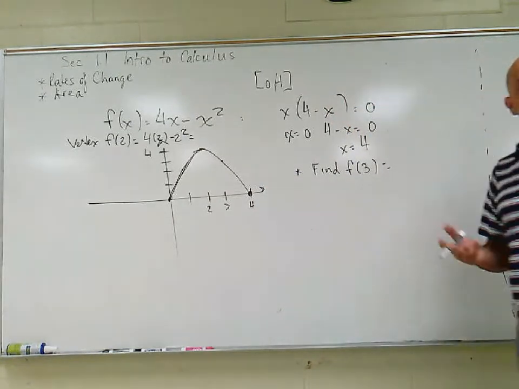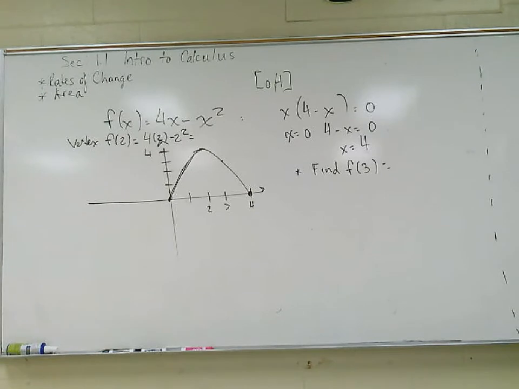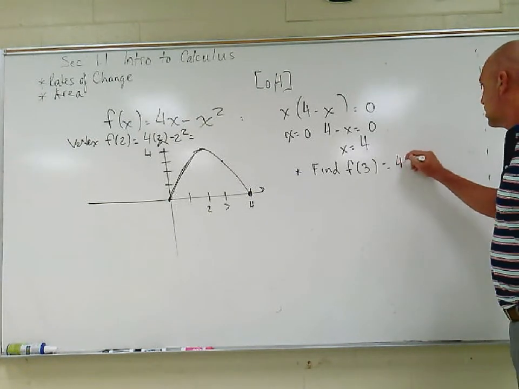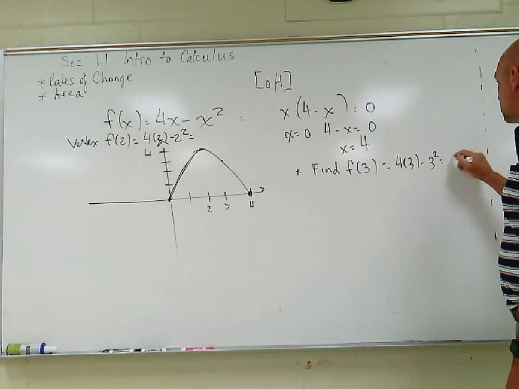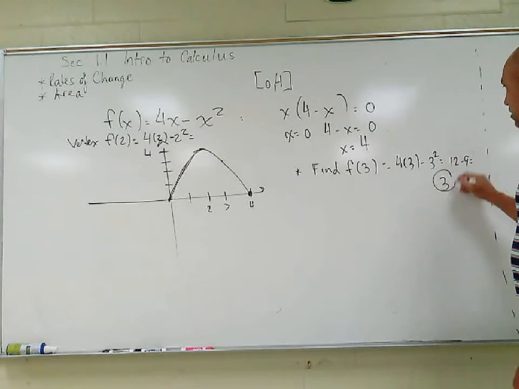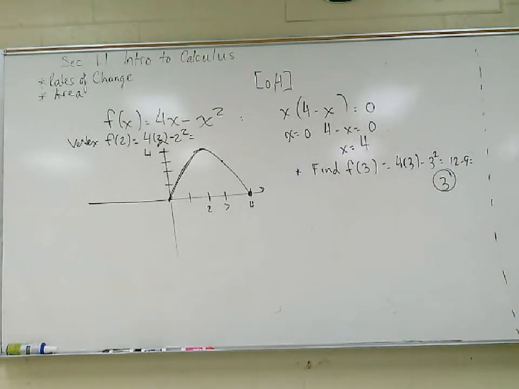So how do you find it? You just do what? Plug in a 3. Go ahead, take 2 seconds. What do you get? 4 times 3 minus 3 squared. That's 12 minus 9. You get 3. All right. I want to make sure that we're clear. Everything that we're looking at, we would have studied this in algebra, correct? That's what you would have had up until now.